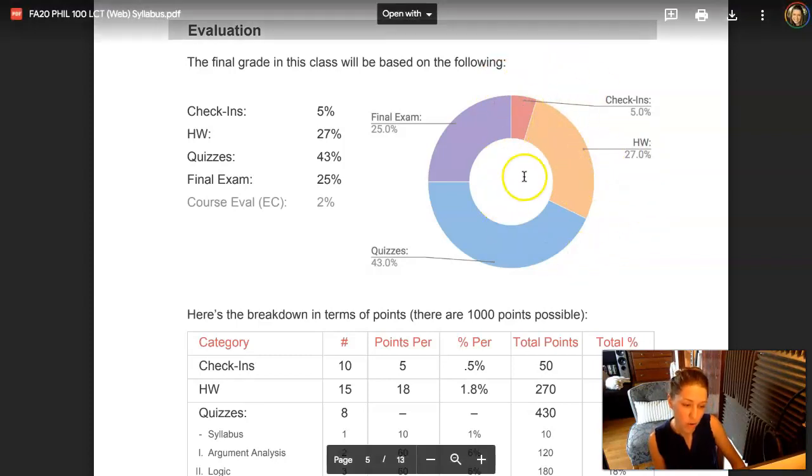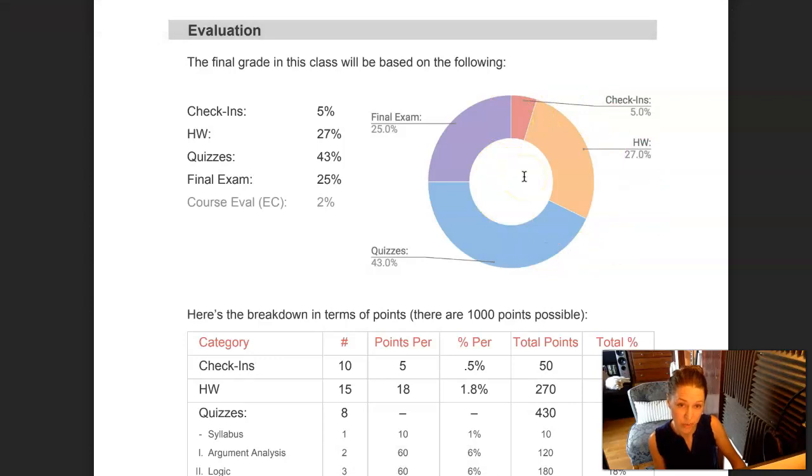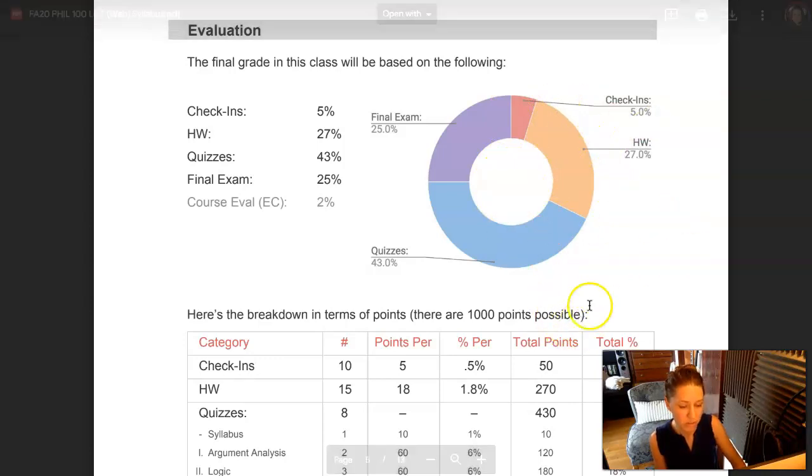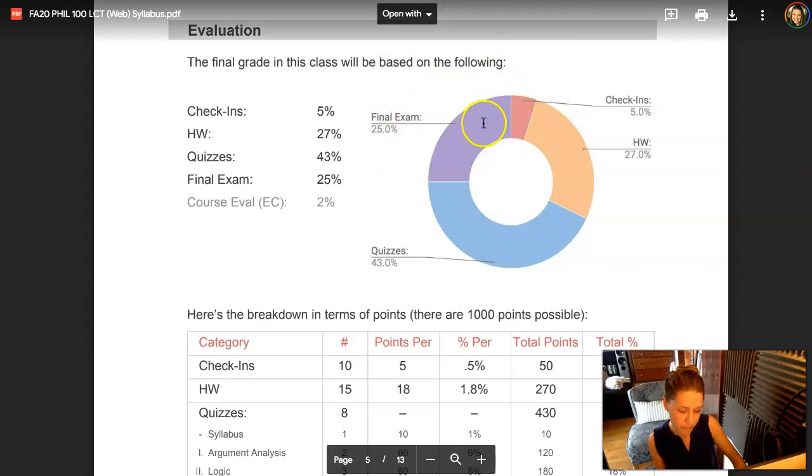There's going to be quite a bit of homework. You'll have a homework assignment every week, 15 of them. That's 27% of the grade. There will be 7 quizzes, technically 8 because there's a syllabus quiz, but 7 real quizzes sort of interspersed throughout the semester, and then a final exam.